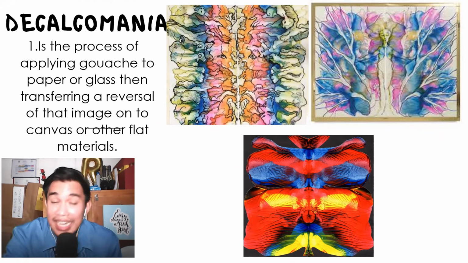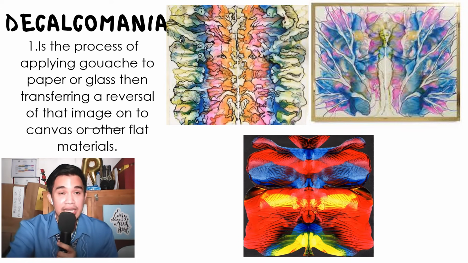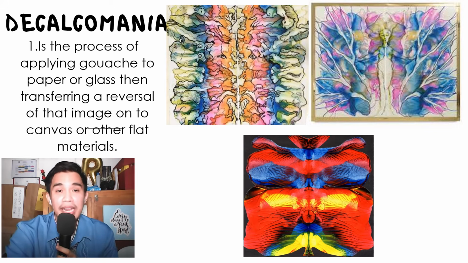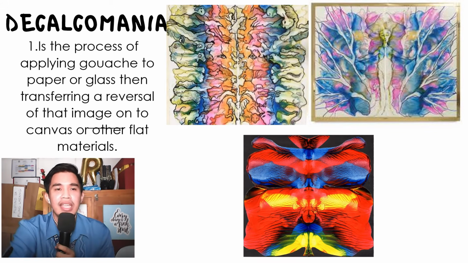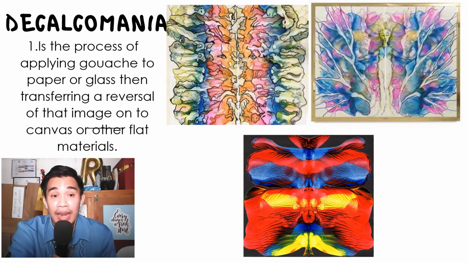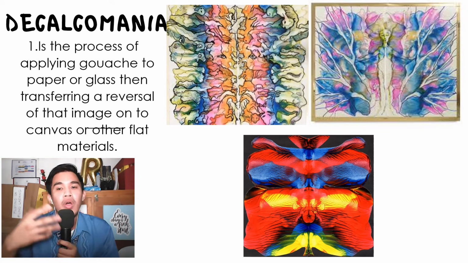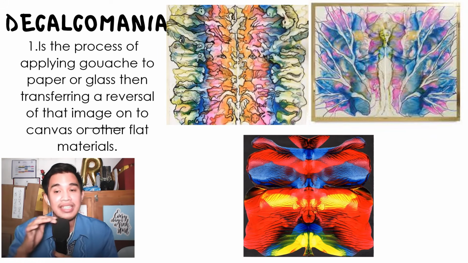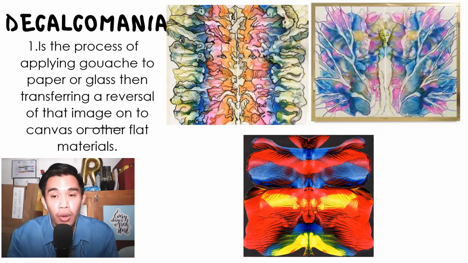Next technique that we're going to introduce is the Decalcomania. Okay, ayan, Decalcomania. So what is Decalcomania? When we say decalcomania, that is the process of applying gouache to paper or glass, then transferring a reversal of that image on the canvas or other flat materials. So, are you familiar what gouache is? So, pag sinabing gouache, it has something to do with watercolor.